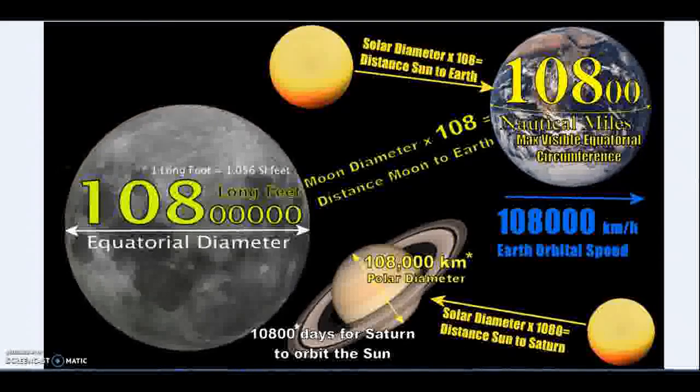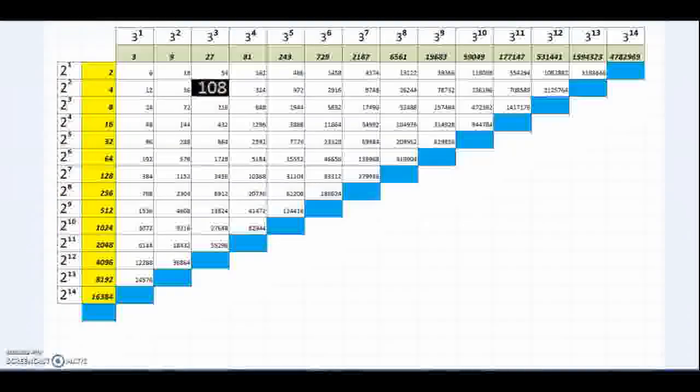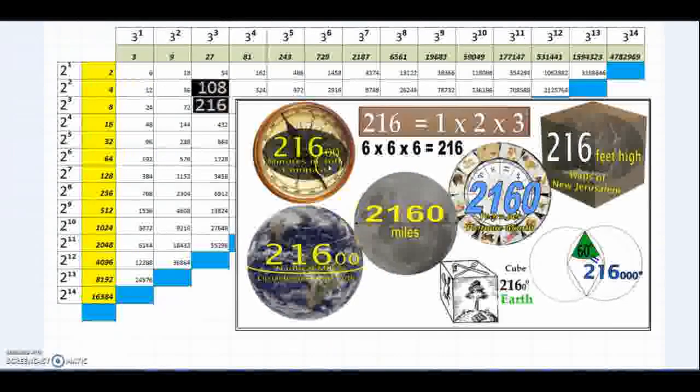So again, weights and measures, proportions, it's all linking up together. In music, again, you'll see 108, Pythagorean tuning, the pentatonic tuning, 108A. So that's 108. 216, well, there are 21,600 minutes in a 360-degree compass. Of course, by definition, the circumference of the Earth is 21,600 nautical miles. The diameter of the Moon, 2,160 miles. Each age in precession, on average, is 2,160 years.